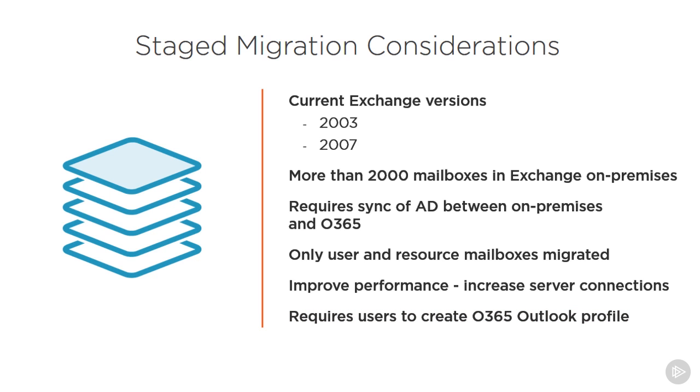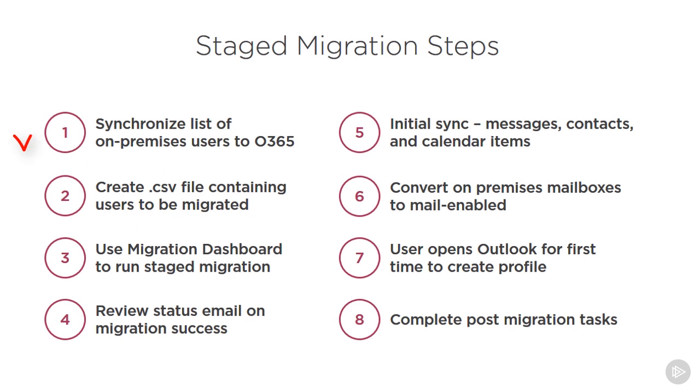Now, how do we do this? Well, it's an 8-step process. We're going to synchronize our list of on-premise users to O365. We're going to create a CSV file that's going to contain all the users that we want to migrate. We're going to use the migration dashboard that's going to run this stage migration. What this does, it creates the Exchange Online account for each user, and it configures mail forwarding for each user that's contained in that CSV file. And at this point, our users can actually start using Exchange Online mailboxes.